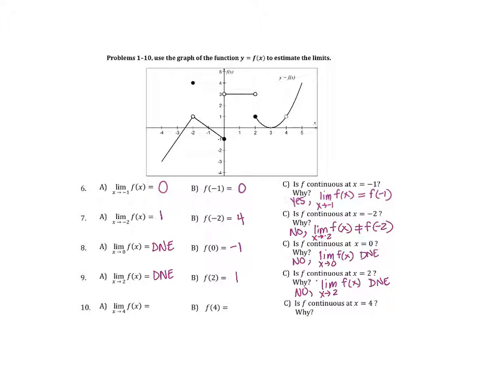Number 10, our limit value as x approaches 4 was 1. But f at 4, notice there's no value for that, so that one does not exist. So here on part C, are we continuous? The answer is no. And you could put a couple of things here, but pretty straightforward. If f at 4 does not exist, there's no way you can be continuous here. So I'm going to say no, f at 4 does not exist.